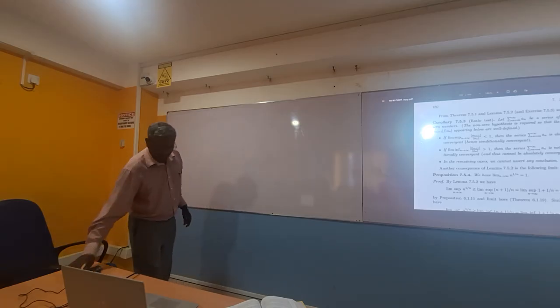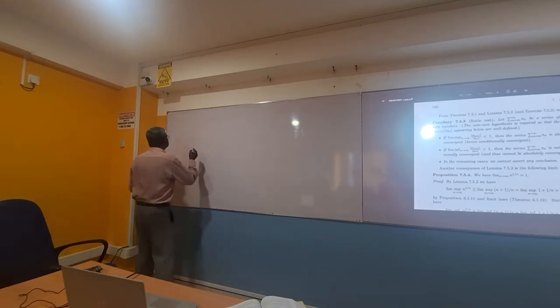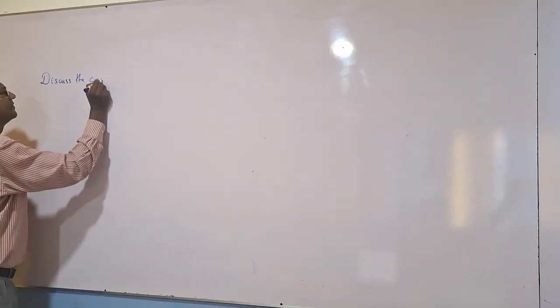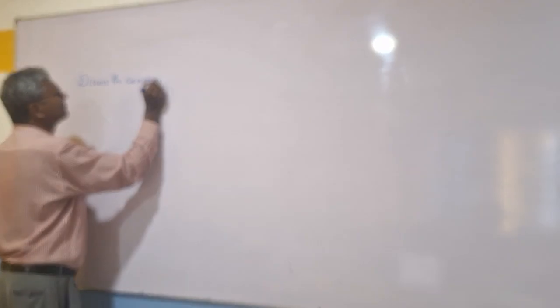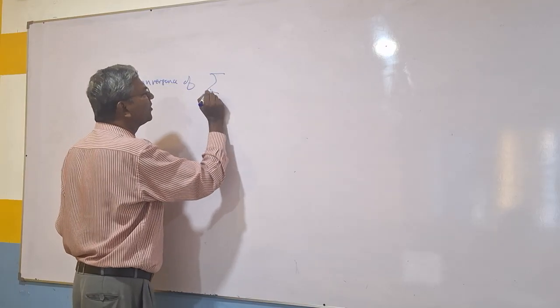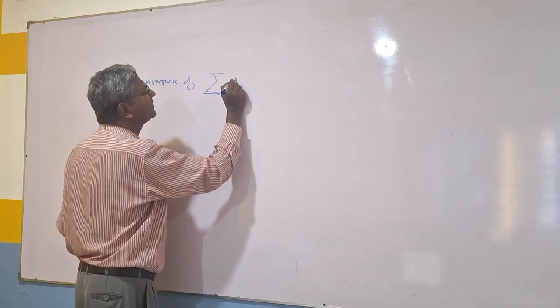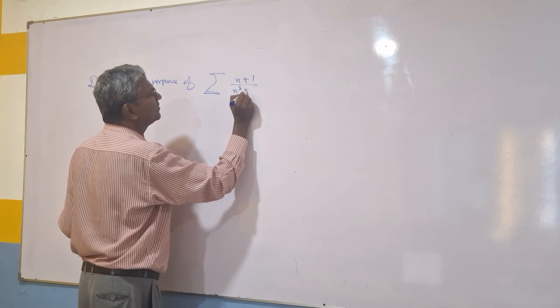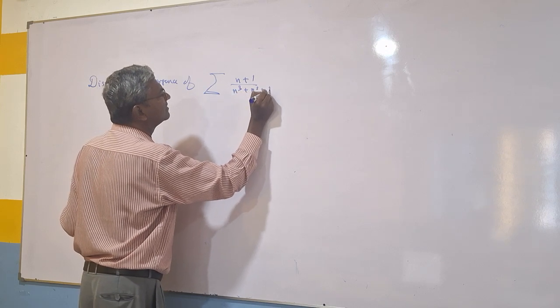I said one or two examples. So, discuss the convergence of sigma b. Just to show you, you don't have to do it actually. n plus 1 divided by n cube plus n square plus.